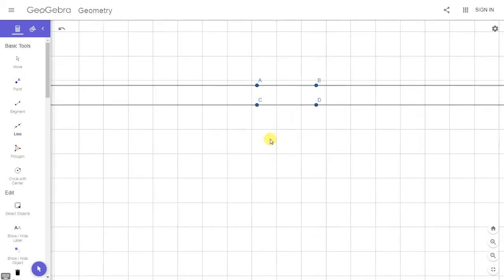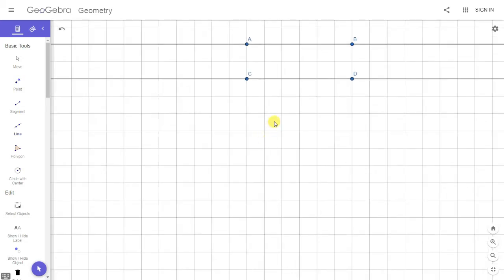And you can also identify parallel lines by measuring the distance between them. For example, if you look at the distance between point A and point C, it will be the same if you measure the distance at point B and point D. You can measure the distance at any point, and the distance will be the same. That means the two lines are parallel to each other.